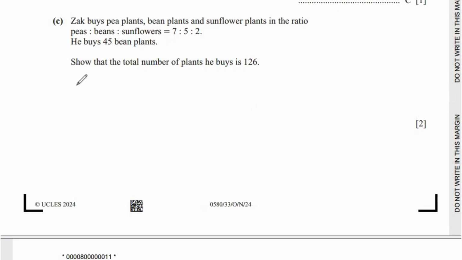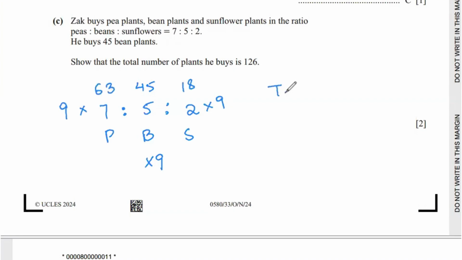So if the bean plants are 45, the ratio is 7 to 5 to 2. This is pea, this is beans, this is sunflower. So 5 into 45, we are timesing it by 9, which means we're going to do the same with the other numbers too. 2 times 9 is 18. 7 times 9 is 63. So the total will be 63 plus 45 plus 18, and that is going to give us 126, which is what the question was asking us to prove.